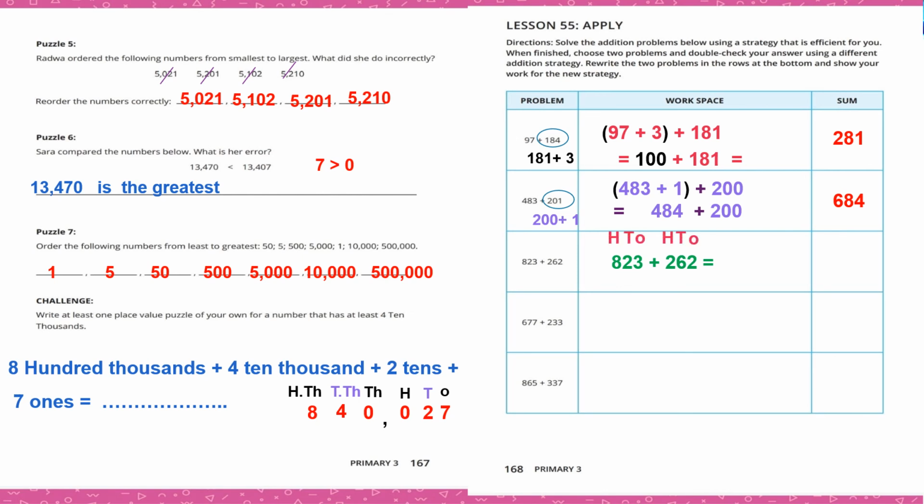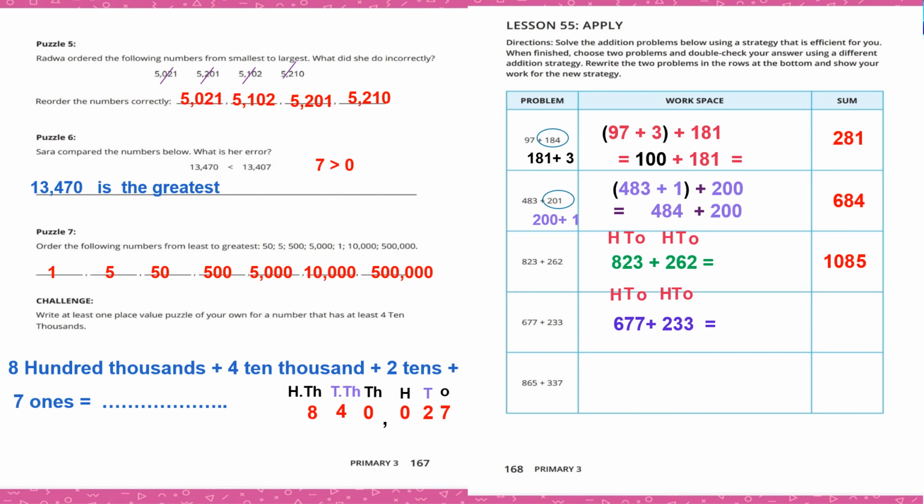Number 3. Another way, put ones, tens, hundreds, ones, tens, hundreds, and add ones with ones, tens with tens, hundreds with hundreds. So 3 plus 2, 5. 2 plus 6, 8. 8 plus 2, 10. Put it together because I don't have any number to carry.